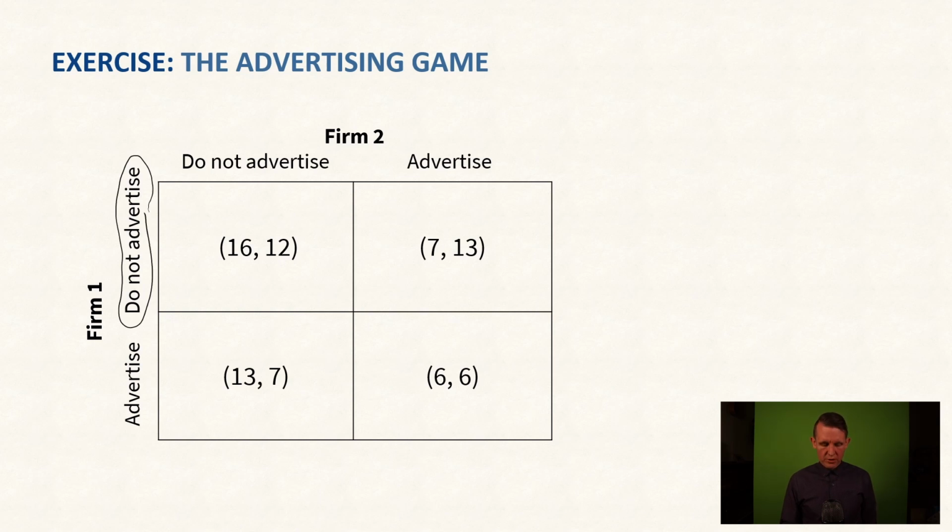Does firm 2 have a dominant strategy? Well, we can see here that if firm 1 chooses not to advertise, firm 2 should advertise because it gets a slightly higher payoff. But if firm 1 does choose to advertise, firm 2 would not advertise because it gets a slightly higher payoff for that.